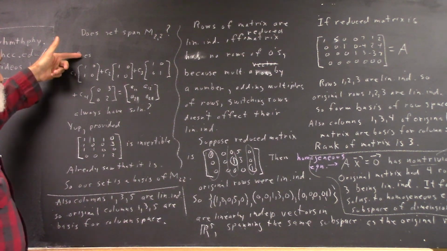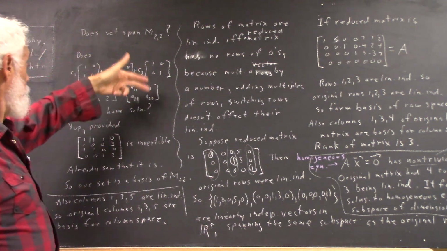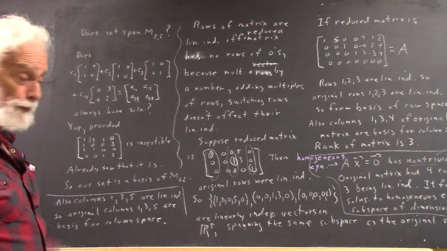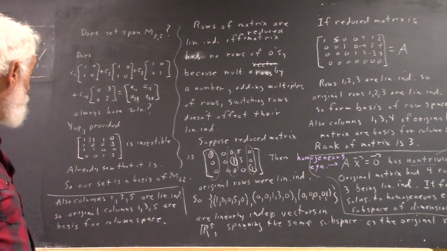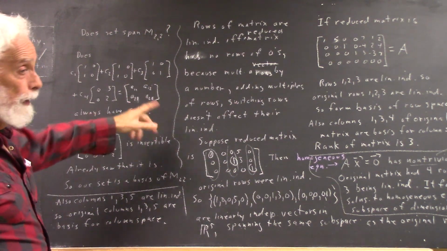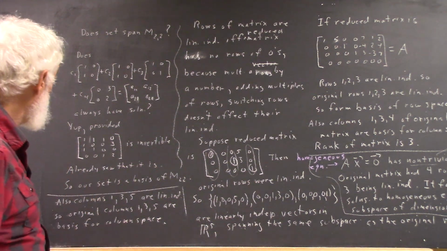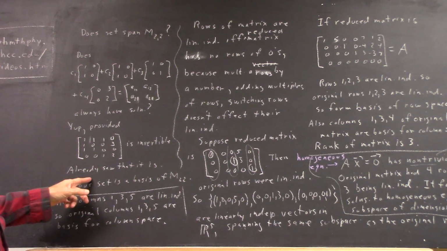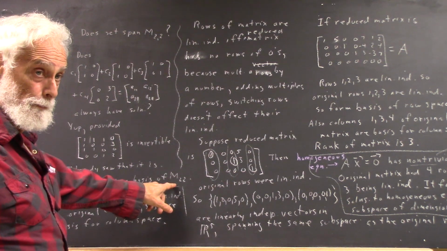Well, we could, and we would, again, expand the left-hand side, express the left-hand side as a matrix equation with a matrix times the C1 through C4 vector, and set it equal to this, and ask if there's a solution. The answer is the same as before. Yes, there is, provided the matrix is invertible. And we already saw that it is, so our set is a basis of M22.